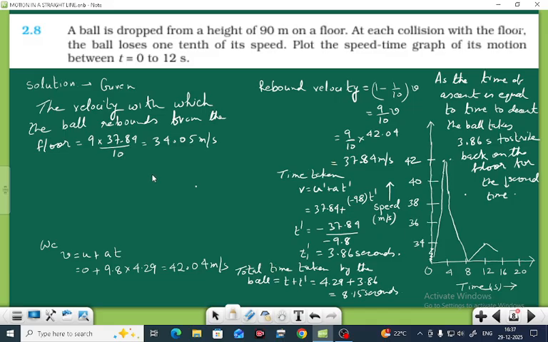So the total time taken by the ball for the second rebound is equal to 8.15 plus 3.86, which is going to be 12.01 seconds.